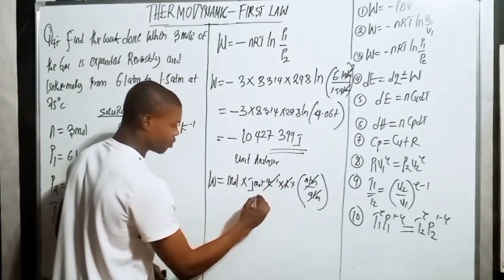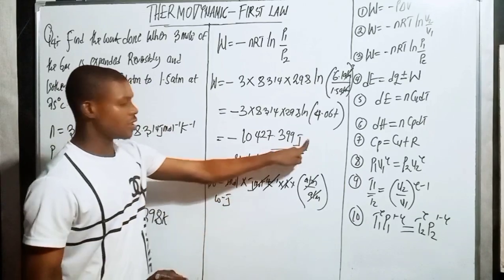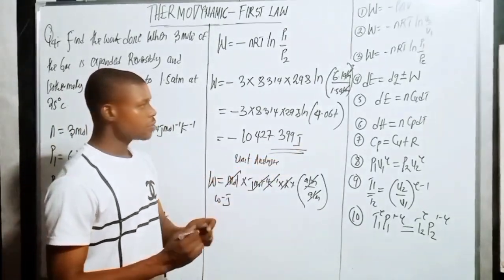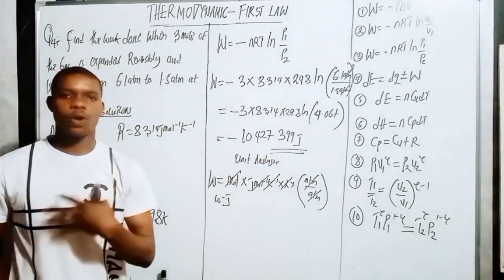Kelvin will cancel per Kelvin, per mole cancel out mole. So here we have W equals to what? Joules. That is how I have joules here. Do you understand? So that is it for this question 4. Now let me move to question 5.